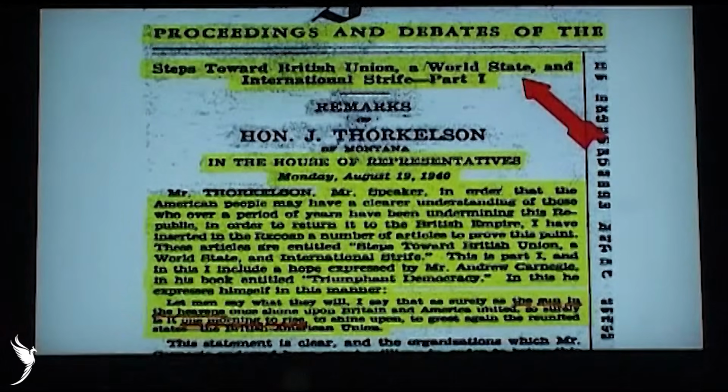It goes on to say, this is part one, and in this I include a hope expressed by Mr. Andrew Carnegie in his book, Triumph of Democracy, and in this he expressed himself in this manner. Andrew Carnegie saying, this is back in 1939-40, Andrew Carnegie said, let men say what they will, I say that as sure as the sun in the heavens once shone upon Britain and America united, so surely it is one morning to arise, to shine upon and greet again the reuniting of states of the British-American Union.